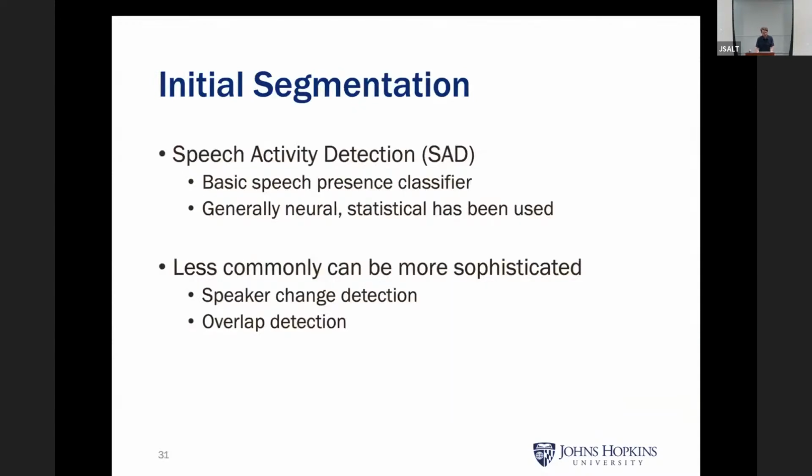So in terms of how people do the initial segmentation, in general, this again is just speech activity detection, and people generally just use a standard neural network to do this, though people have used statistical models in the past. And then there are some other approaches that have fallen out of favor. One thing is to do speaker change detection, so you're actually trying to segment actual speakers at this point. And then overlap detection is also something people try to do at this step as well. And that's harder than you would think, but it's an important problem to solve, so people try it.